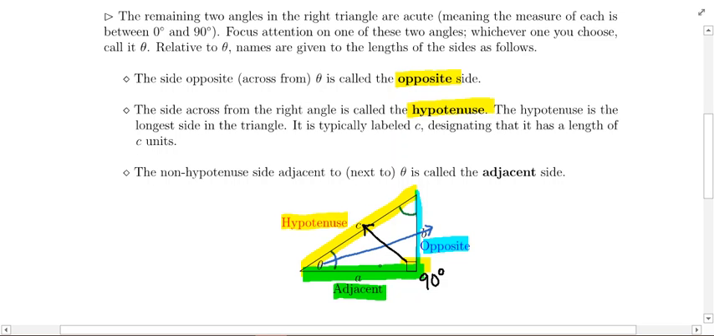All right, so those are the three sides of a right triangle. You're going to pick one of the acute angles and call it theta. Then you're going to identify the side across from theta, which is the opposite side. You're going to identify the hypotenuse, which is the longest side of the triangle and the side opposite the 90-degree angle. And then the remaining side is the side that's next to theta, and that is the adjacent side. It is very important that you be able to identify these three sides of a right triangle.